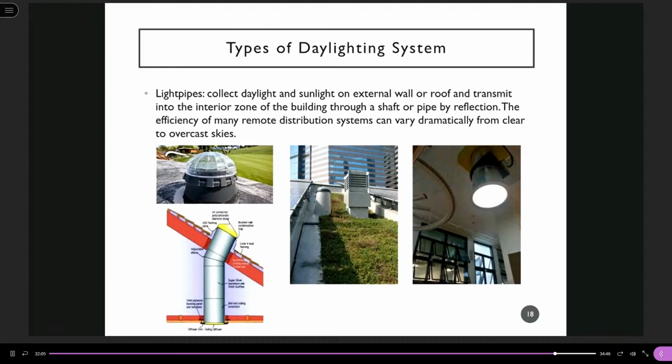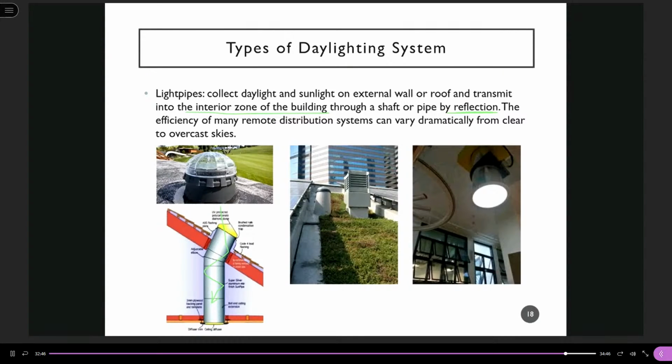Okay, the last slide is the light pipe. The light pipe is like a water pipe. Inside the water pipe is water, and inside the light pipe is light. So we use a circular pipe to transmit light into the interior of the room. The pipe collects daylight and sunlight on the external wall or roof and transmits it into the interior zone of the building by reflection.